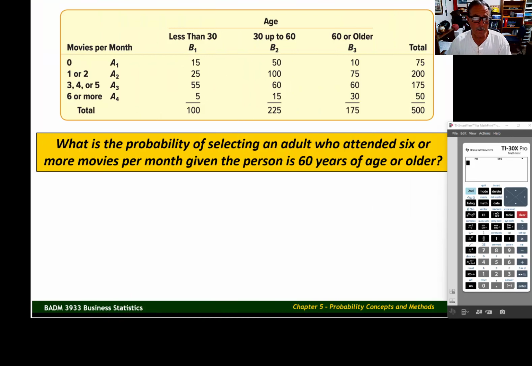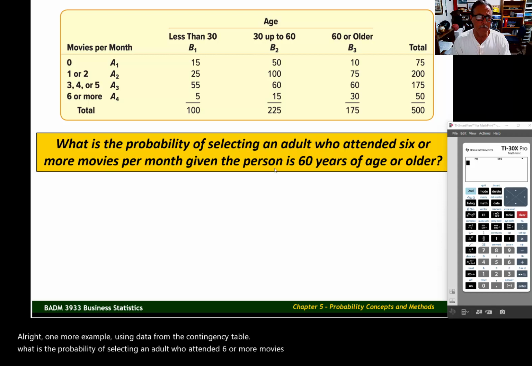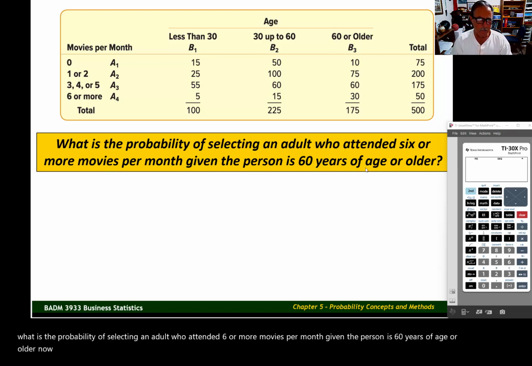All right, one more example using data from the contingency table. What is the probability of selecting an adult who attended 6 or more movies per month given the person is 60 years of age or older? Now this is a conditional probability question, with the condition being that the group they're focusing on is that 60 year and older age group.